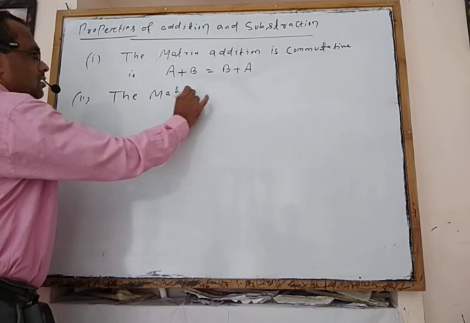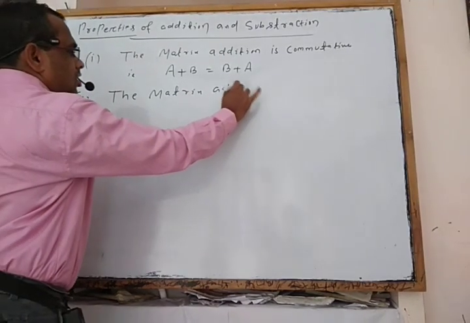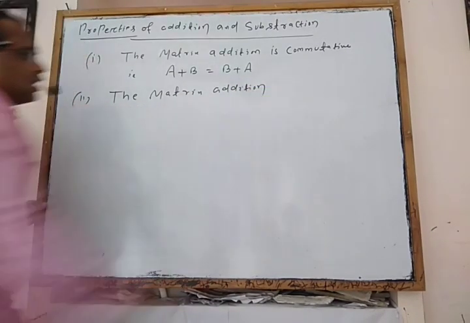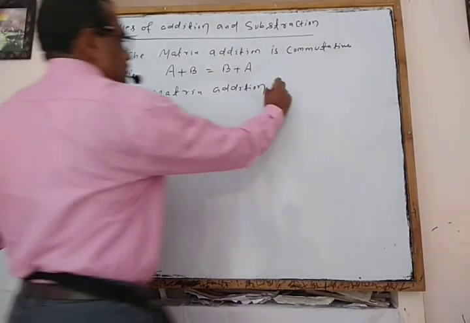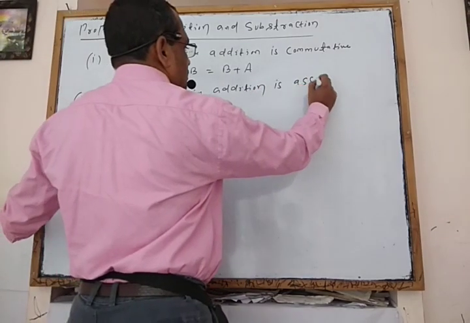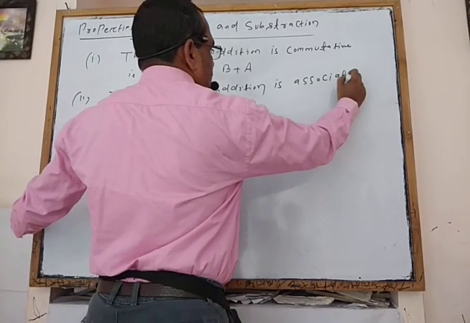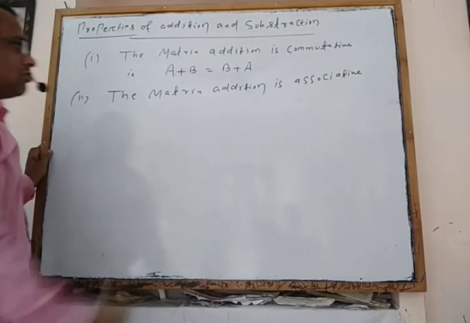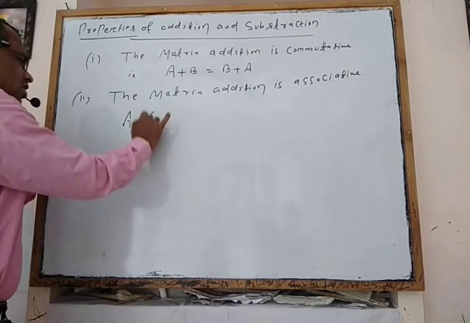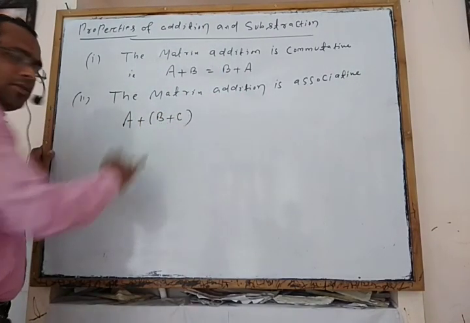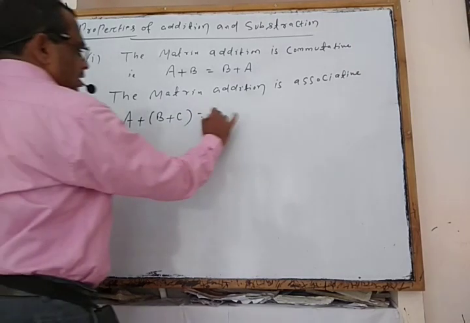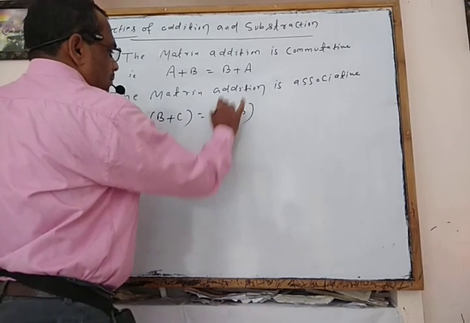that is A plus B plus C is equal to A plus B plus C, grouped in either way.